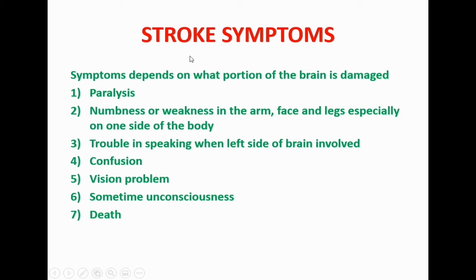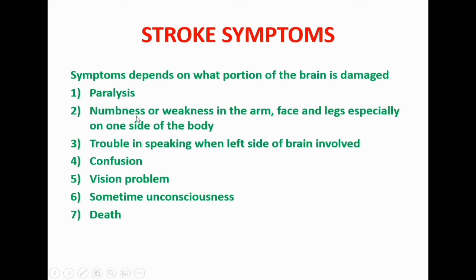Symptoms of the stroke. Symptoms depend upon what portion of the brain is damaged. Suppose the stroke is in the right portion of the brain, then the left side of the body will be affected, and suppose there is a stroke in the left side of the brain, then the right side of the body will be affected. So the generally seen symptoms in a stroke patient: paralysis, maybe hemiplegia or biplegia.